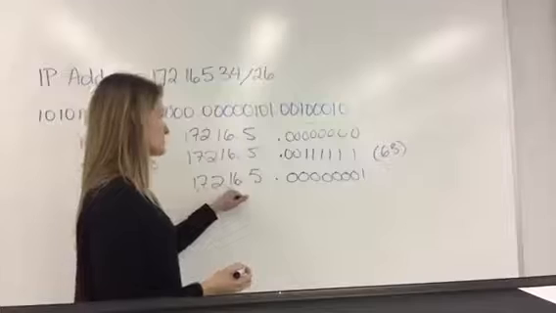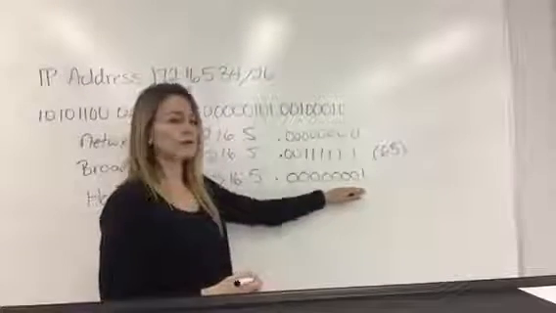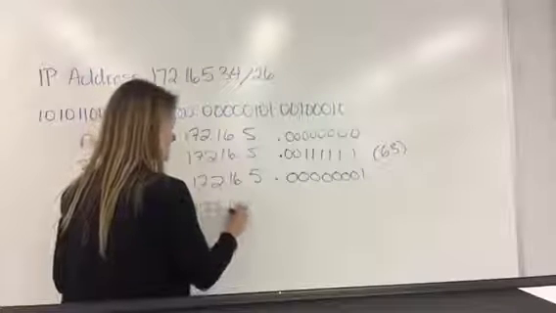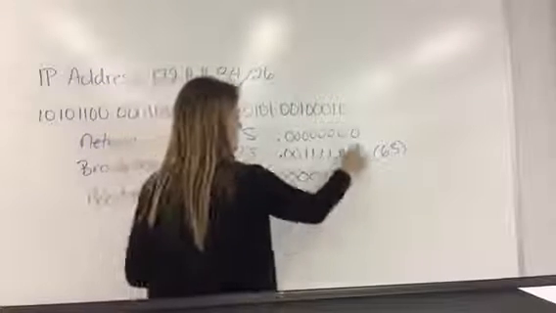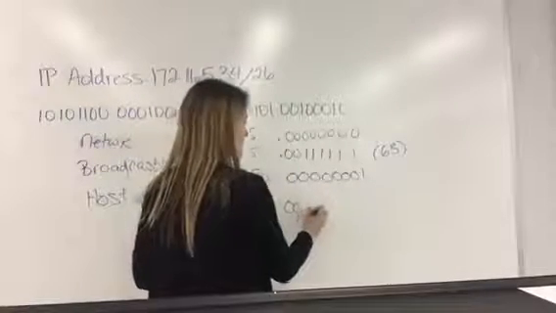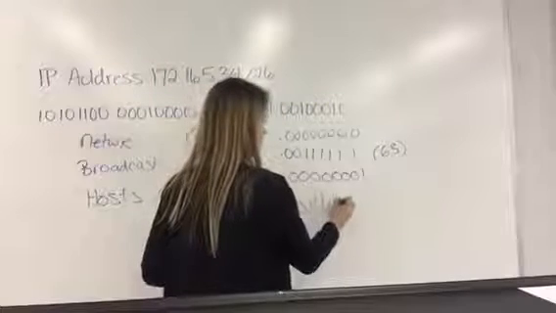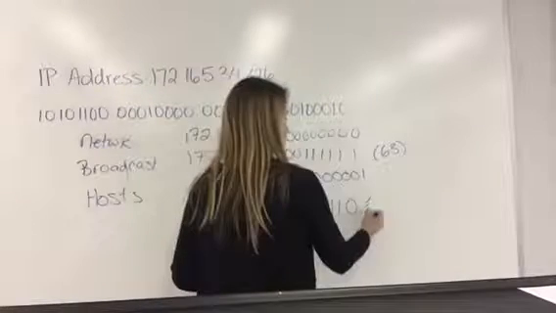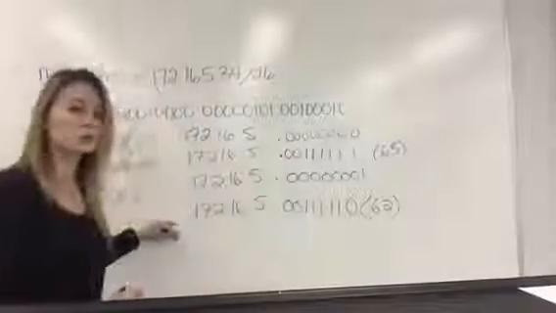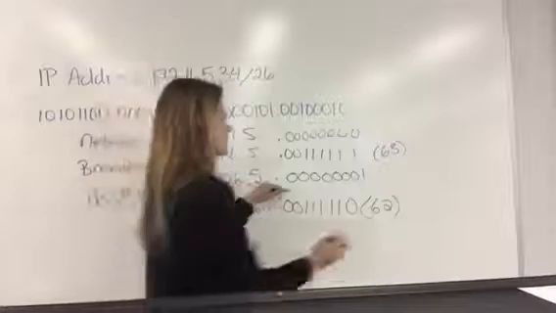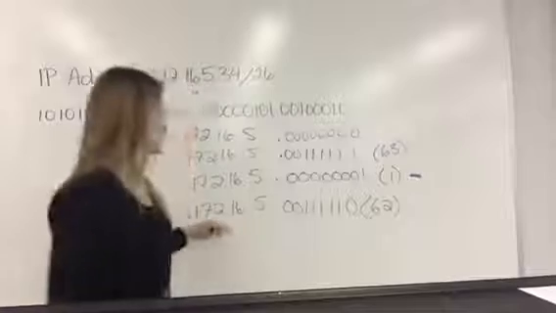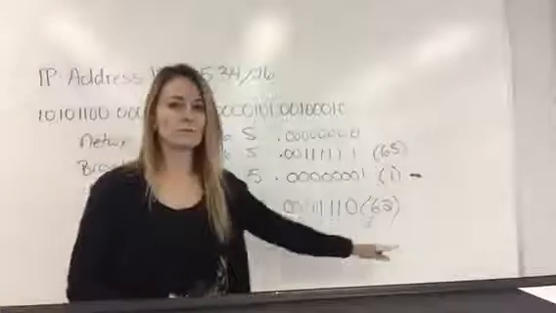So that's actually 172.16.5.1. And then our last host address is going to take our broadcast and subtract 1. So it would be 111110, or 62. So our range of hosts is 172.16.5.1 up until 172.16.5.62.